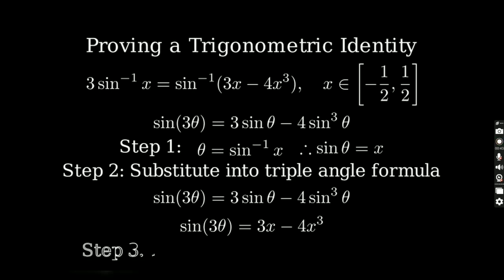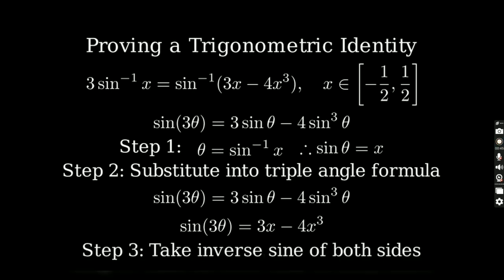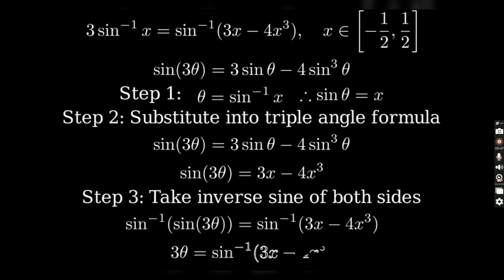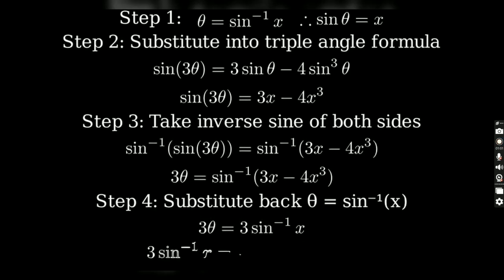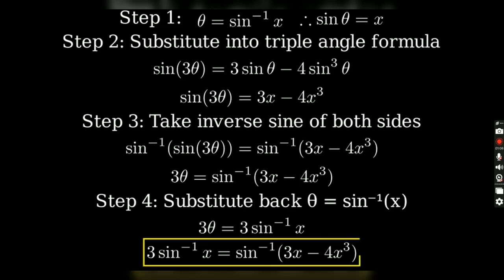Step 3. Now, we'll take the inverse sine of both sides. On the left side, we have sine of 3 theta, so taking the inverse sine gives us 3 theta. On the right side, we get the inverse sine of 3x minus 4x cubed. Step 4. Remember that theta equals inverse sine of x. So 3 theta equals 3 times inverse sine of x. Therefore, we've proven that 3 times inverse sine of x equals inverse sine of 3x minus 4x cubed.